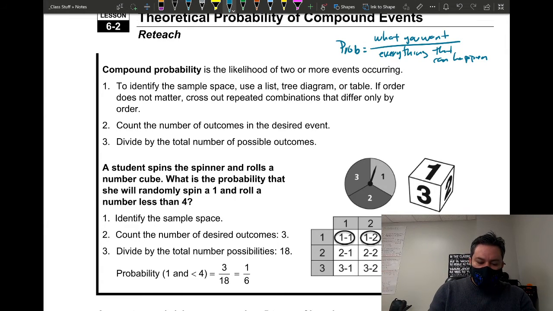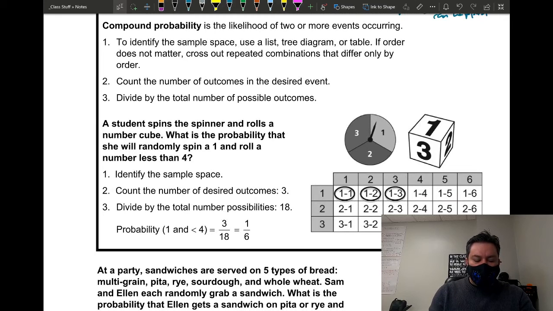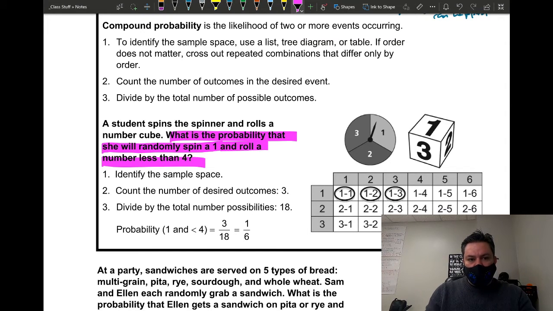So for instance, over here, we have a student that has a spinner and rolls a number cube. Remember, a number cube is a dice. It has 6 sides, usually numbers 1 through 6, not necessarily all the time, but usually. What is the probability, and this is the question, that she will randomly spin a 1 and roll a number less than 4?